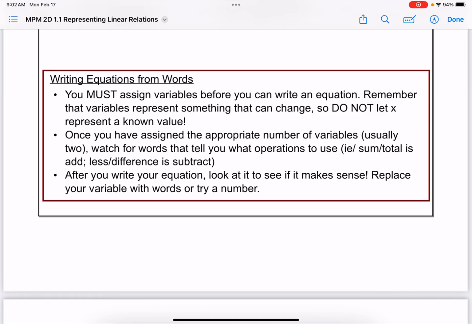Once you write your equation, please, please, please see if it makes sense. So either replace your variables with the words you use to define them and see if it makes logical sense to you, or put in a number and see if you get an answer that would make any sense in real life. If you're getting negatives and you're trying to figure out how many lawns you have to cut, obviously something's wrong with your equation. So try something else. Be persistent. You all can do this, but you have to practice it to be able to do it.